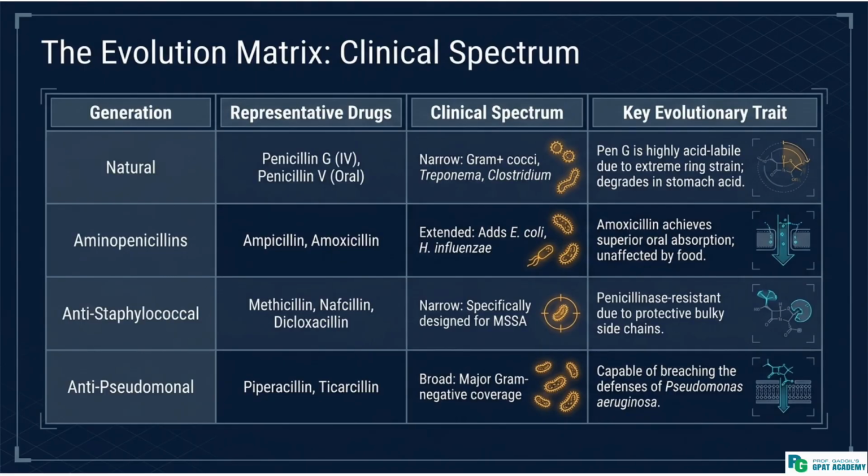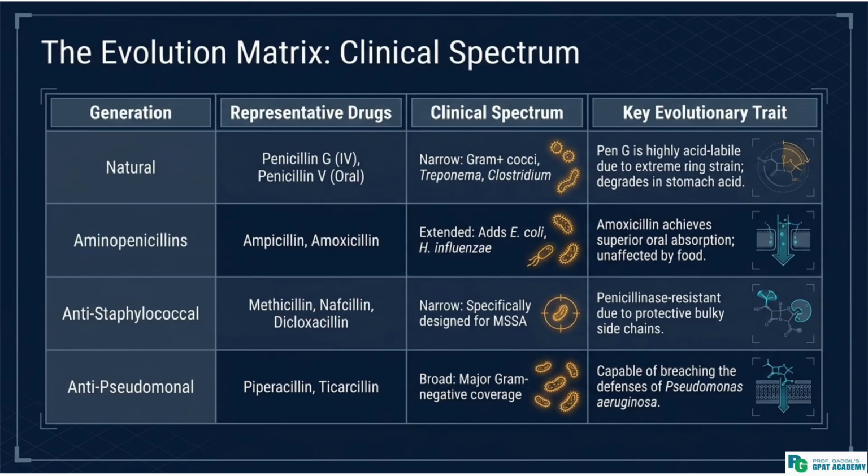Next are the aminopenicillins. Examples include ampicillin and amoxicillin. They are extended spectrum penicillins. They also inhibit some gram-negatives like E. coli and H. influenzae. Amoxicillin has better oral absorption.